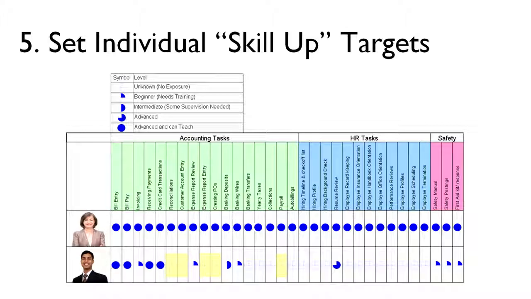Now, once you've created a first-pass skill matrix, you'll begin to see gaps. The team leader of the area should set goals to fill these gaps based on the needs of the business, the interests of the individual team members, and the day-to-day priorities of the team. Now, once you have these targets set, you're ready to begin cross-training on the job.